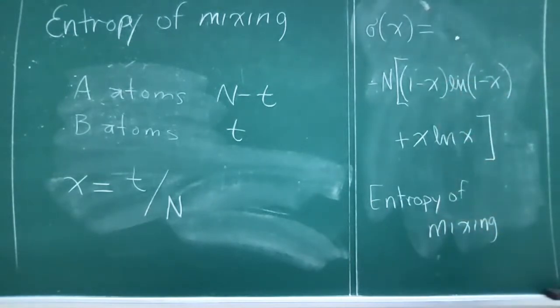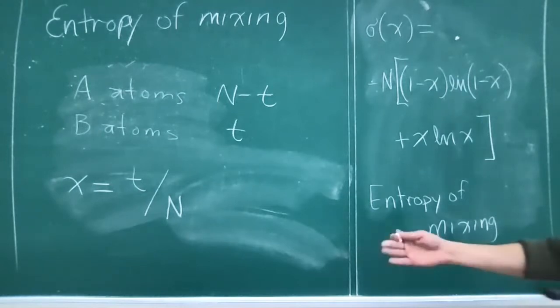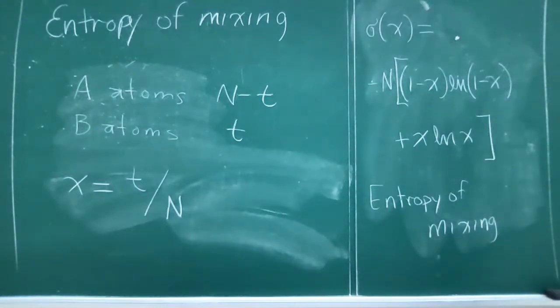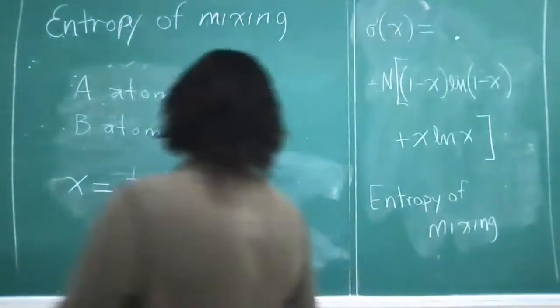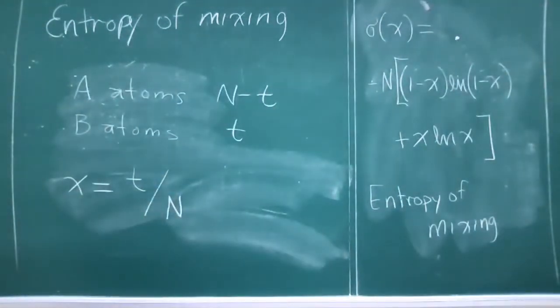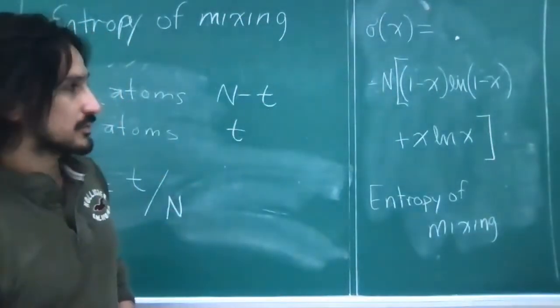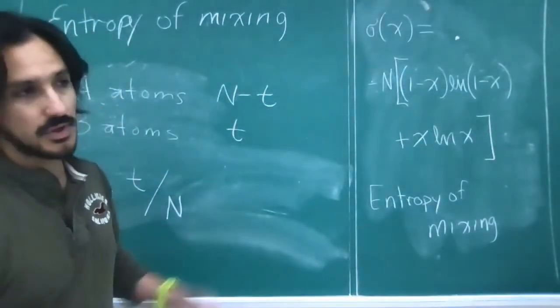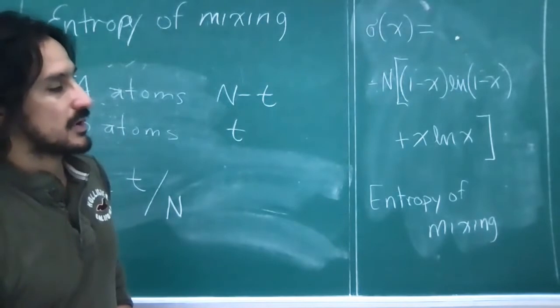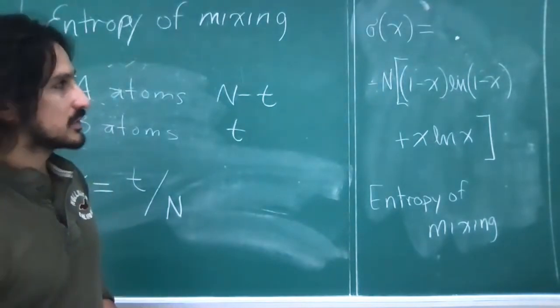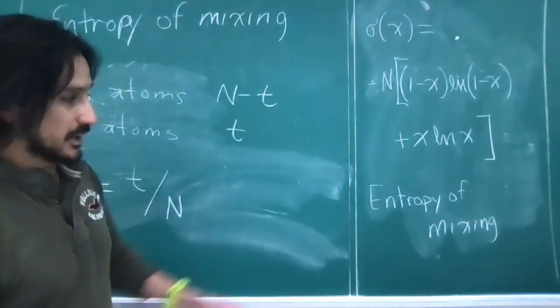of the system relative to the separate components or the separate elements. So entropy always wants to increase. So mixing two things together, gold and nickel, for example, it is going to increase the entropy.